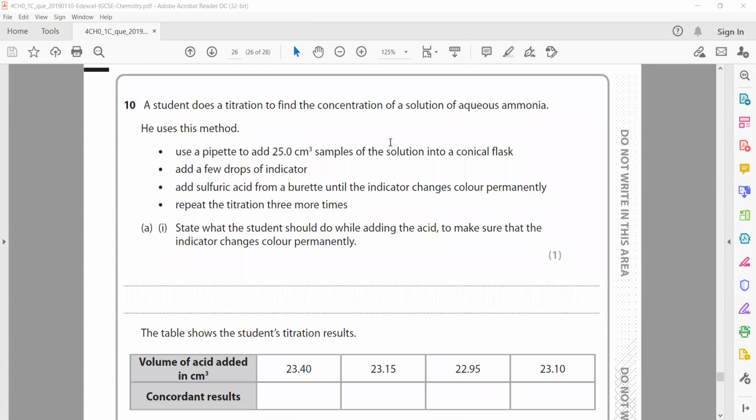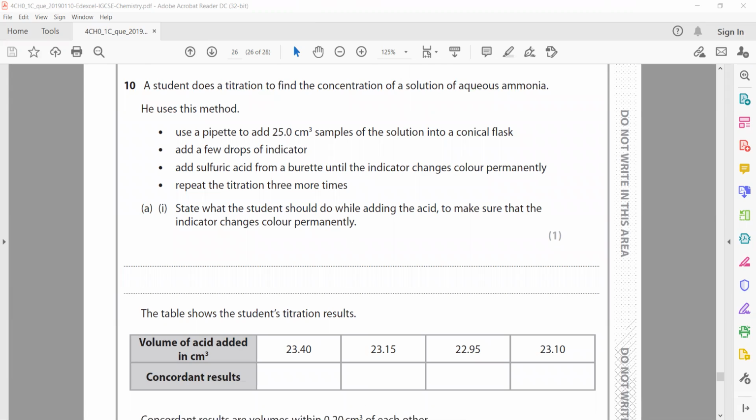Question 10. A student does a titration to find the concentration of a solution of aqueous ammonia. He uses this method. He pipettes out 25 cm cube of a sample. He adds a few drops of indicator, and adds sulfuric acid from a burette until the indicator shows a color change. State what the student should do while adding the acid to make sure that the indicator color change is permanent. So he should swirl the contents in the flask.